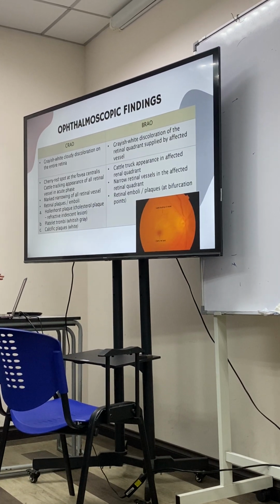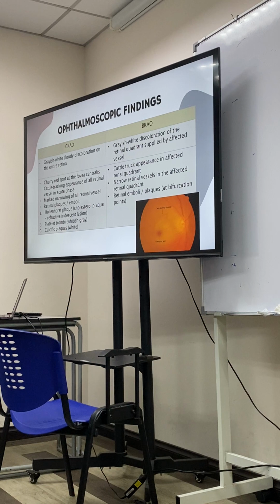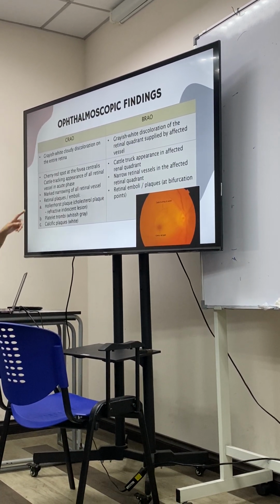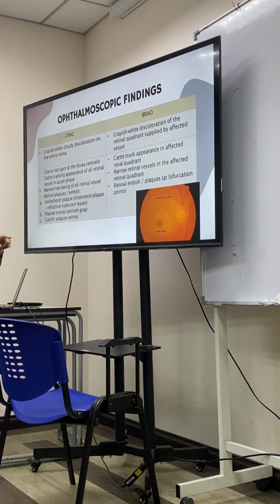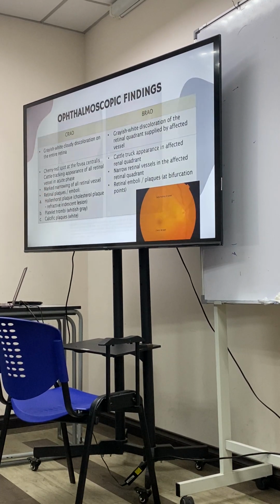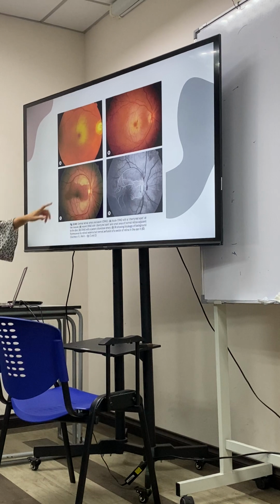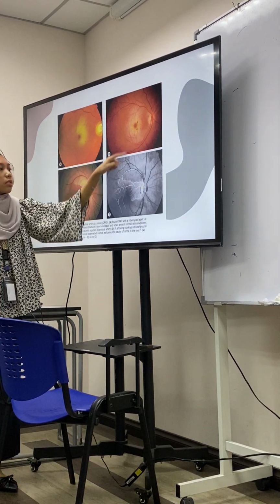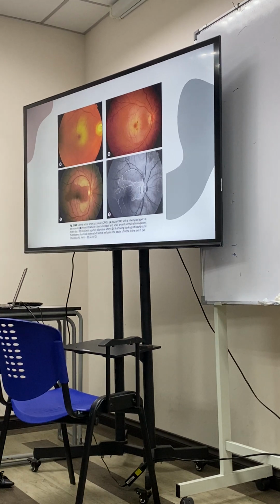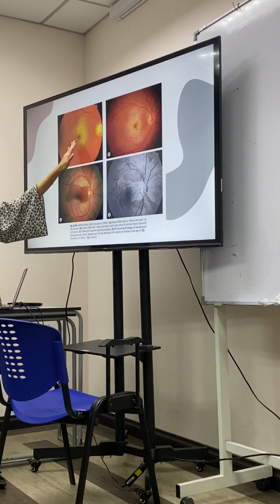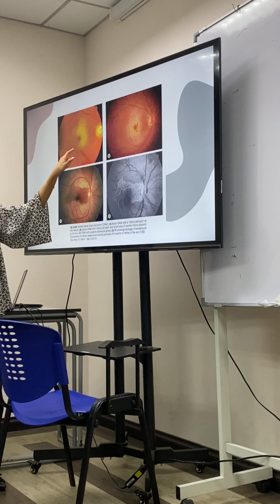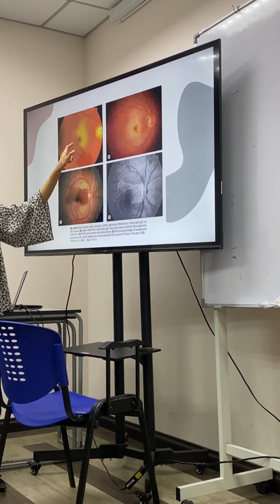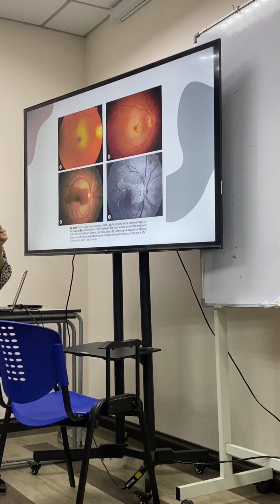Okay, and then one of the characteristic findings of central arterial occlusion is the cherry red spot at the fovea centralis. Which is this one. You can see this is the cherry red. Normally we don't see this color. But in central arterial occlusion we can see this darkening at the fovea centralis. It is known as the cherry red spot.